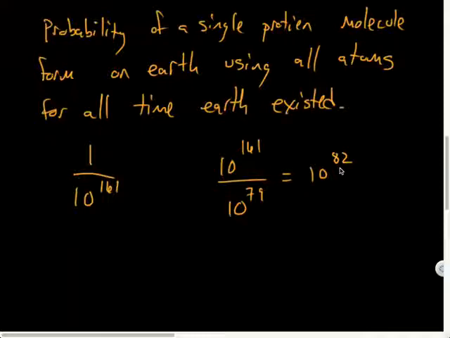Way bigger, right? Way bigger. And now I'm going to mark one of those atoms, and you have to find the right one that I marked in that large number. That's the probability of a single protein molecule forming on Earth using all the atoms for all time that Earth existed.